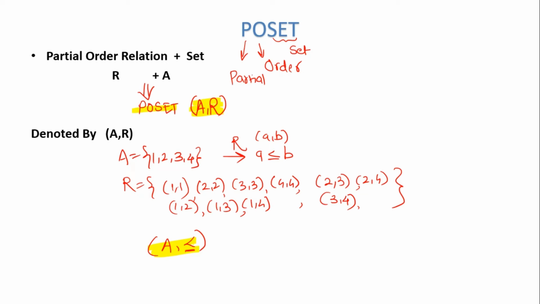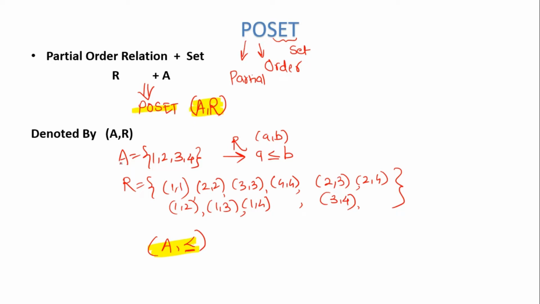Now, if we represent our partial order relation in another notation format, that will be called a poset. Poset stands for partially ordered set, in which your partial order relation and set are both combined and represented, and that is called a poset.